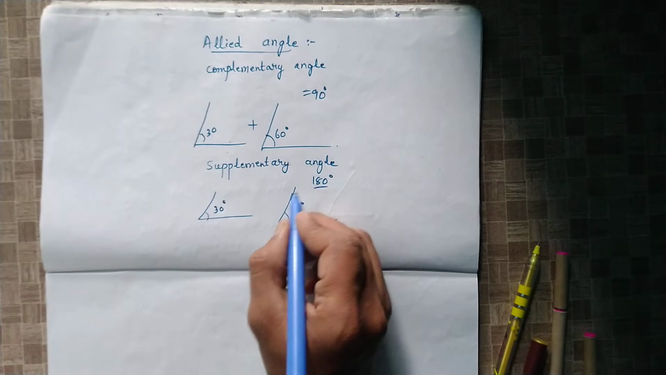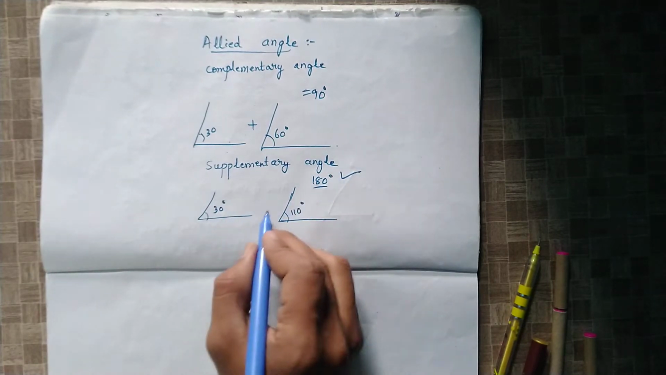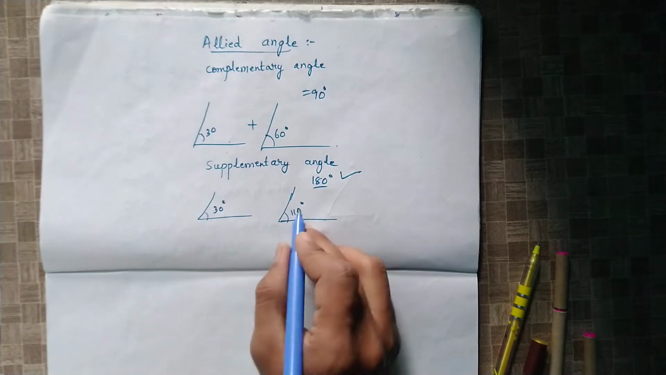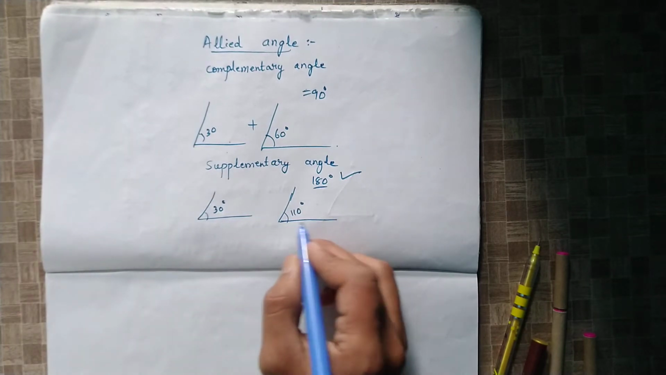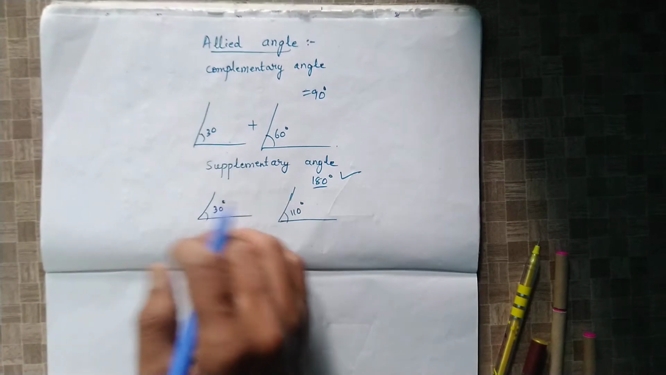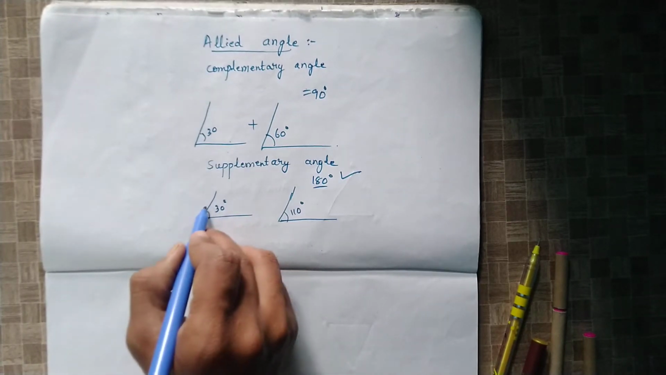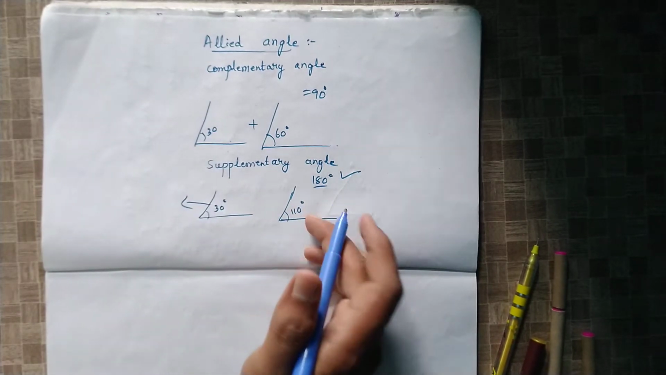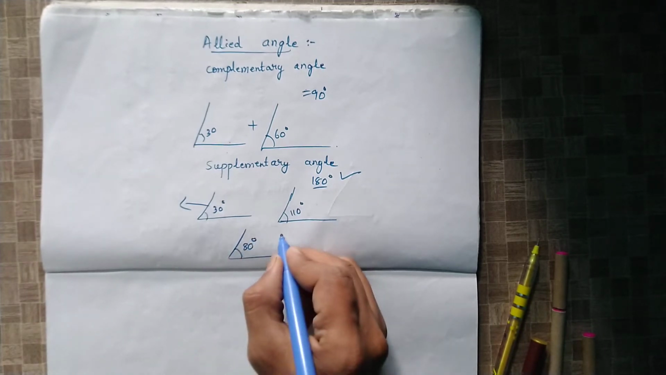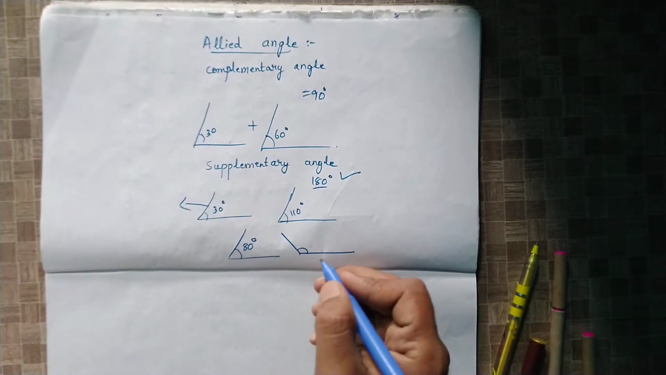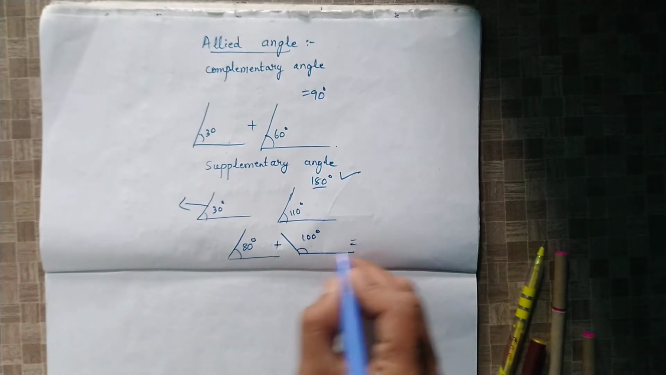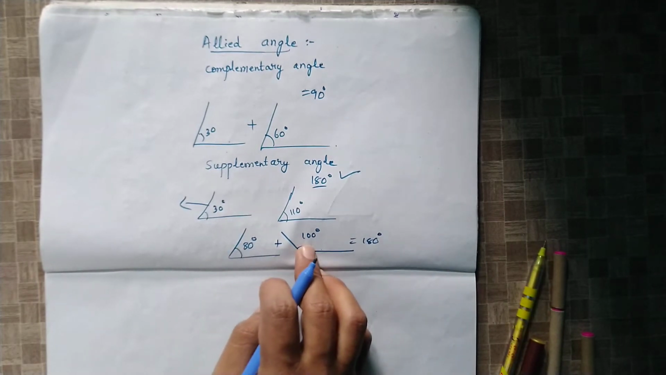The angles whose sum is 180 degrees are said to be supplementary angles, and the angles which are less than 90 degrees are said to be complementary angles. 110 degrees and 30 degrees, if we add them, then 140 will come out, so these two angles are not supplementary angles. Another example is 80 degrees and 100 degrees. If we add them, the sum will give 180 degrees, so they are said to be supplementary angles.